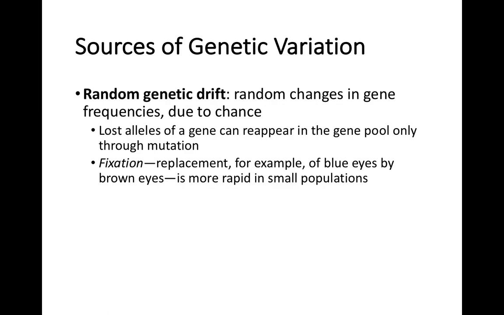This is, for example, what happened with blue eyes reaching fixation in Scandinavia. It was a founding effect. There was a population, and by chance alone, there were more people who had blue eyes than brown eyes who founded the Scandinavian populations. And so these traits then went to fixation. Now, people who have Scandinavian heritage are much more likely to be blonde-haired and blue-eyed.